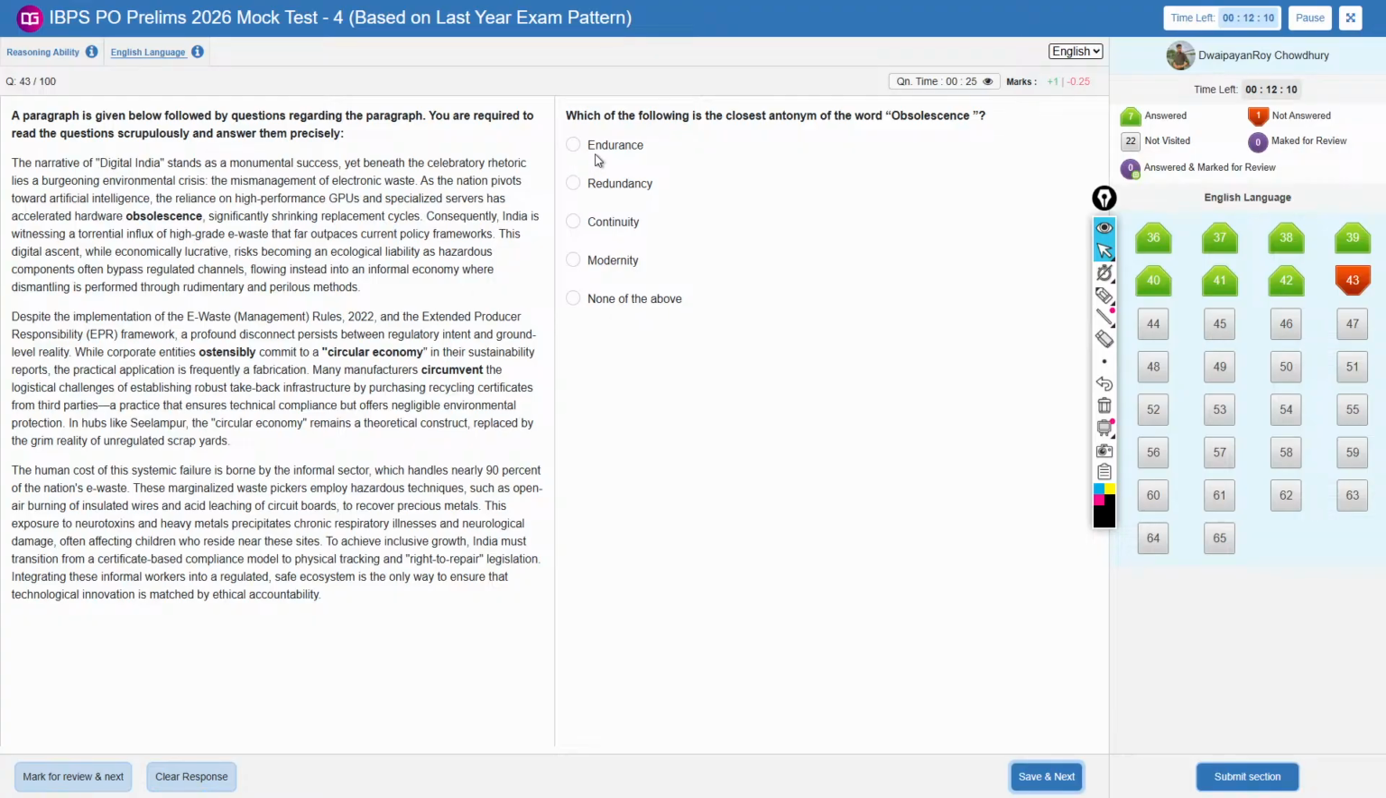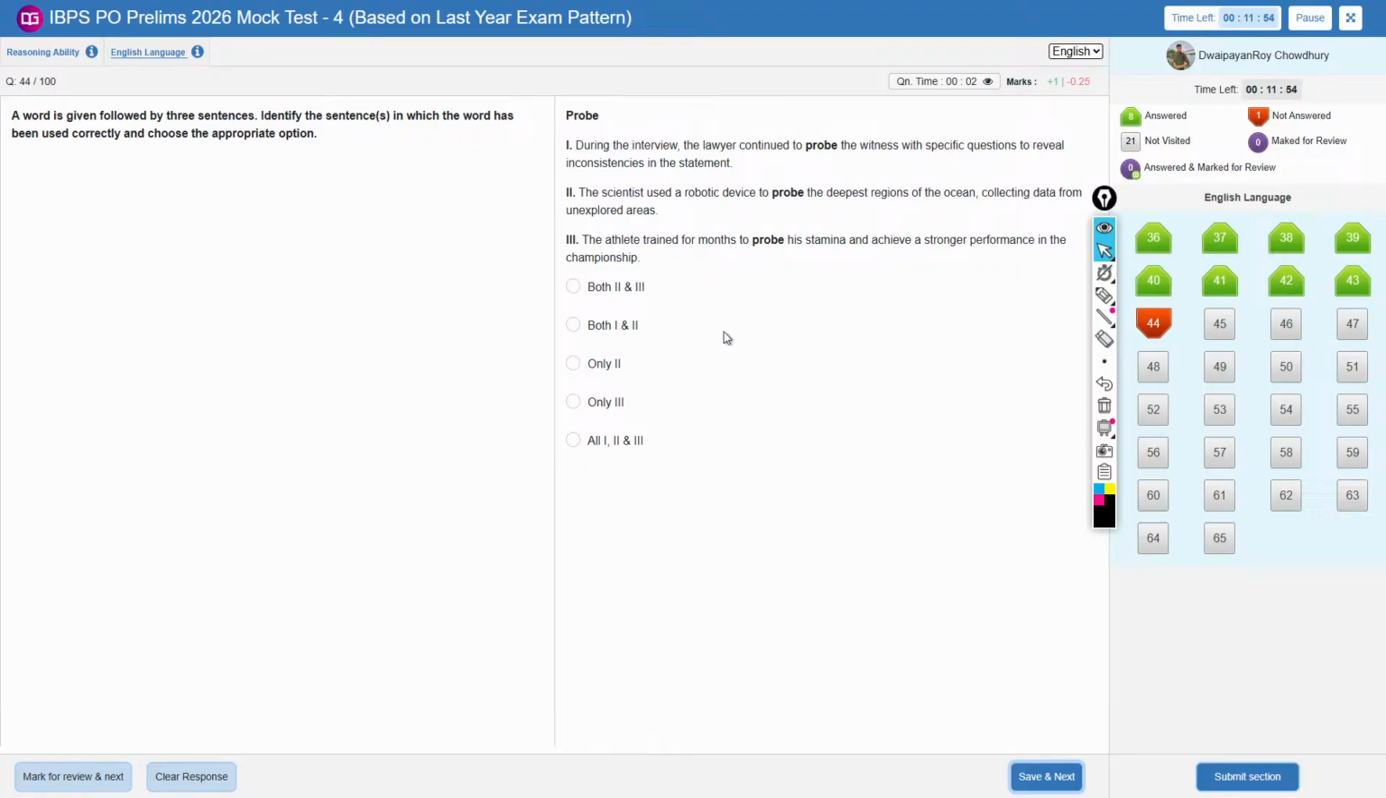Obsolescence. Endurance. Different, not endurance. I will then go. Okay, antonym, right? Yeah, an antonym was supposed to be there. Obsolete, then modern; obsolescence, modernity.